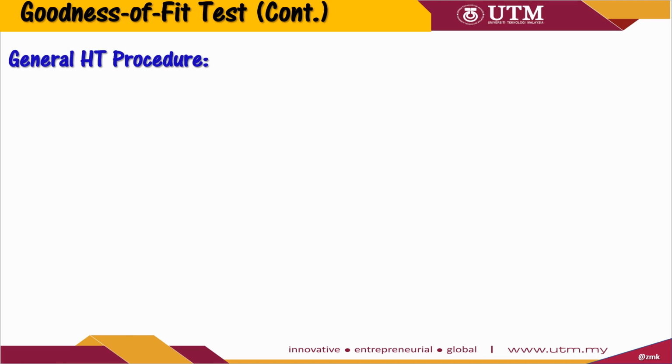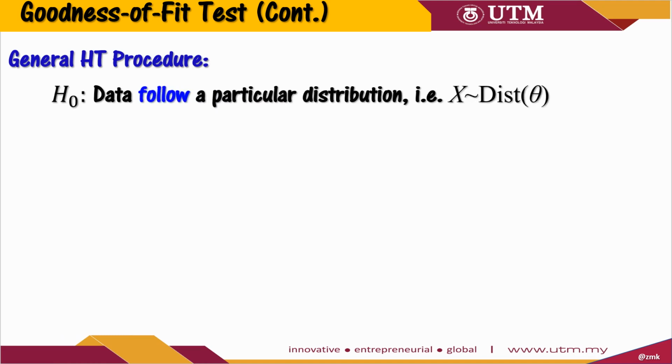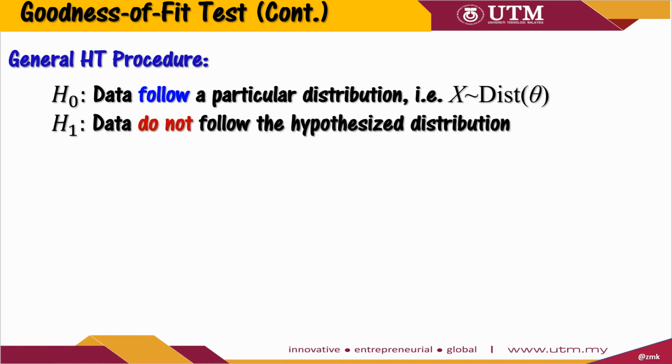For the goodness of fit test, how do you write the hypothesis statements? In this topic, the null hypothesis should be written like this, where under H0, the sample data are assumed to follow a particular statistical model or distribution, where the distribution can be characterized by the parameter theta. Here, the theta value can be either known or unknown. On the other hand, under the alternative hypothesis H1, we assume that the data do not follow the distribution assumed under H0.